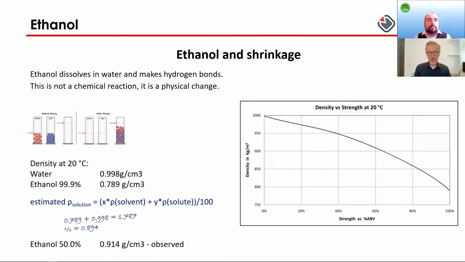A simple example will illustrate this. If we have the density of the solvent and the water, we add them together and mix 50%, you would expect to be bang in the middle, but in fact, as we can see, the observed density at 50% ethanol is 0.914, while we're expecting 0.894. So now, how important is this effect?